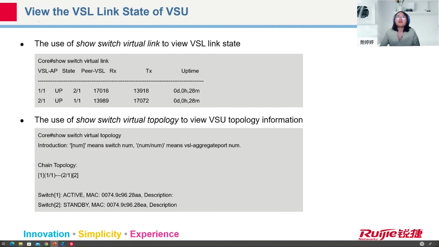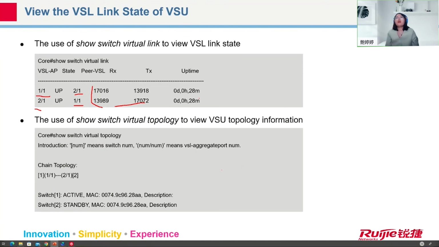And another one, you can use the command show switch virtual link to check the VSL information. And about the interface, VSL AP, we have two interfaces, one for the switch 1, interface 1, switch 2, interface 1, and the status is up. And another side is 2, 1, and 1, 1. That means we use the cable to connect each other. And these are the messages we receive and send out, and how long time we establish the link with each other.